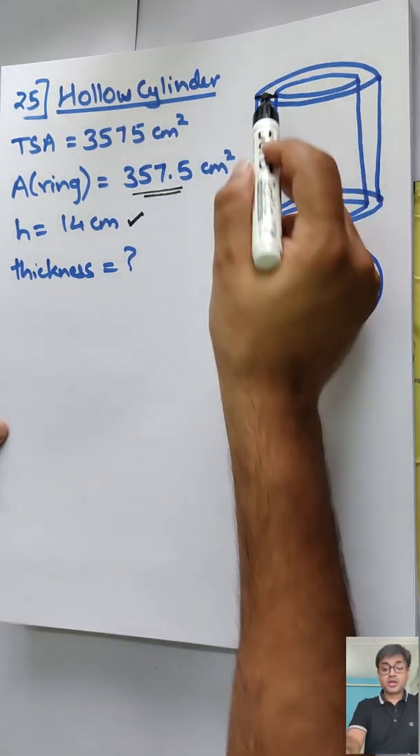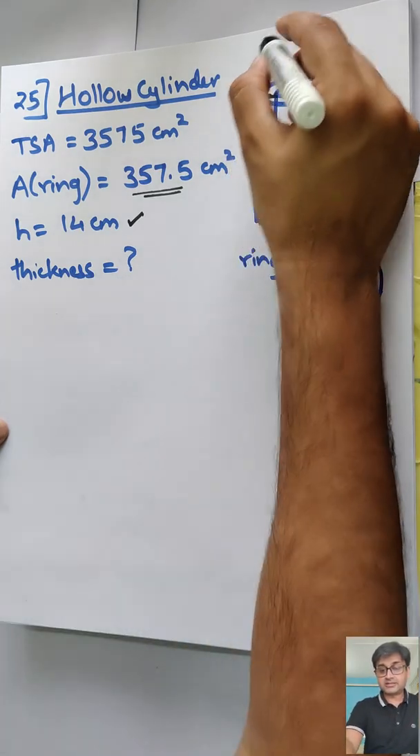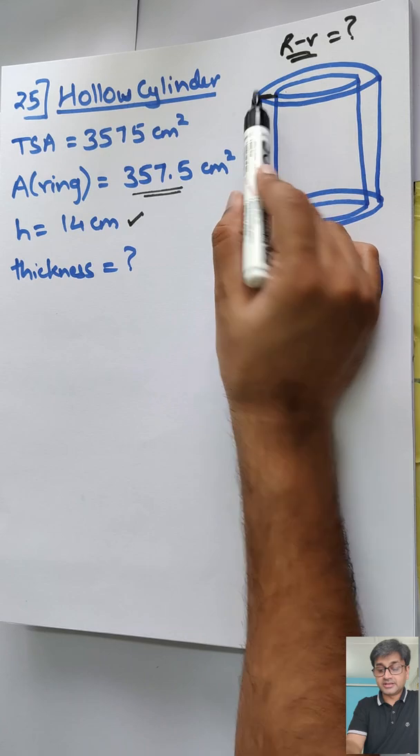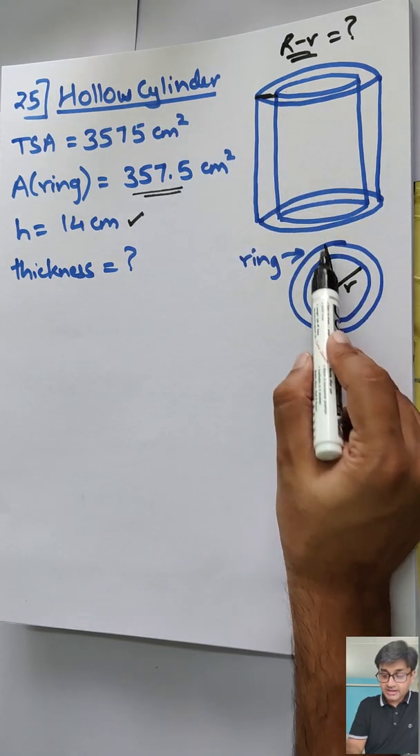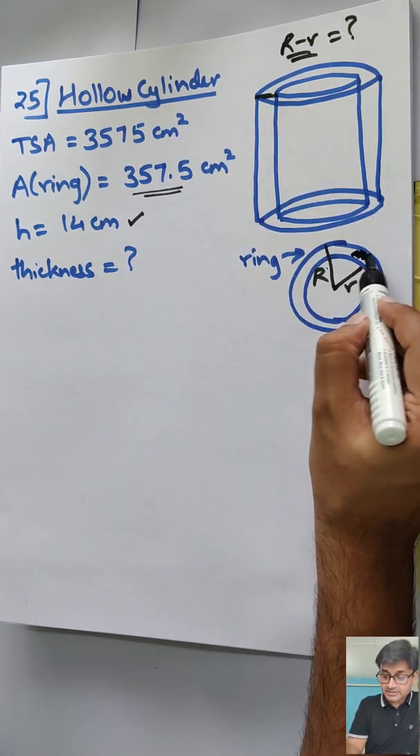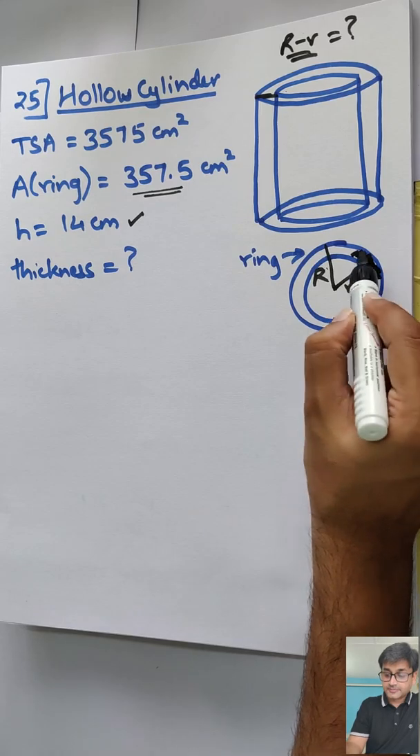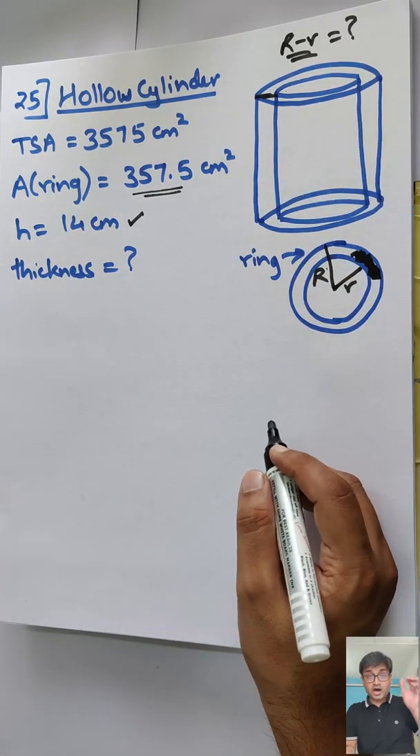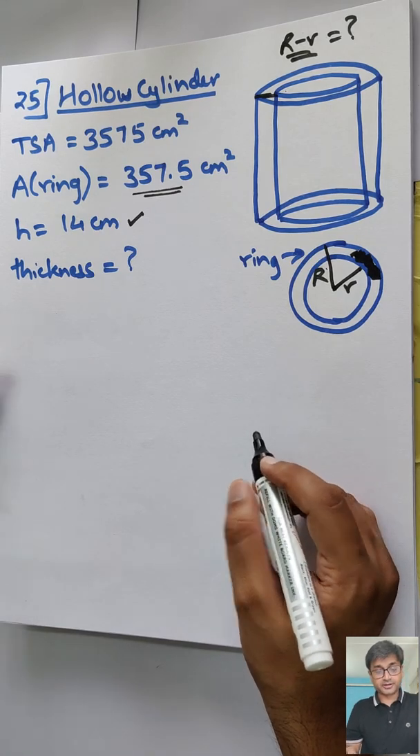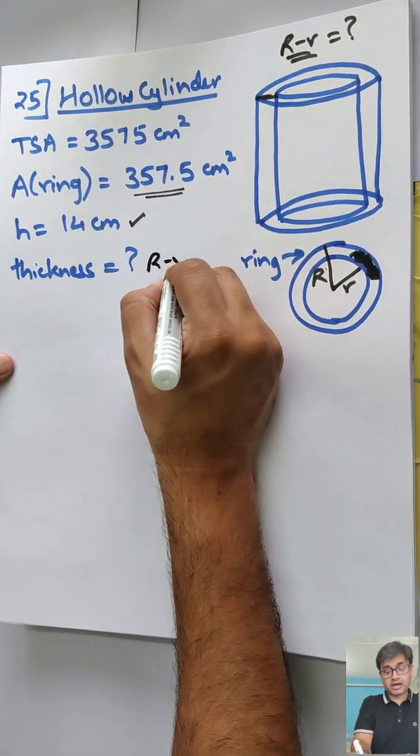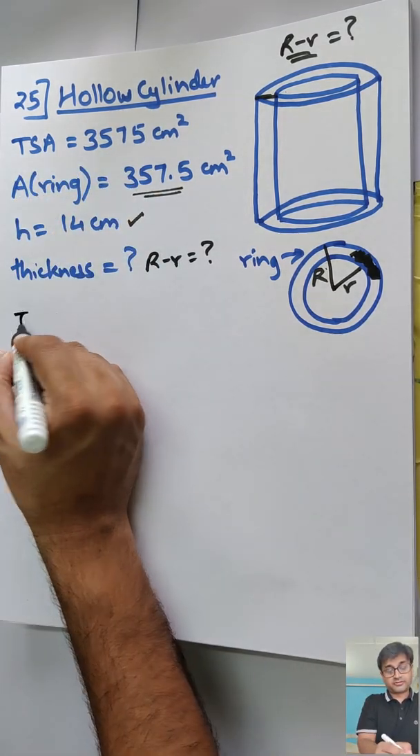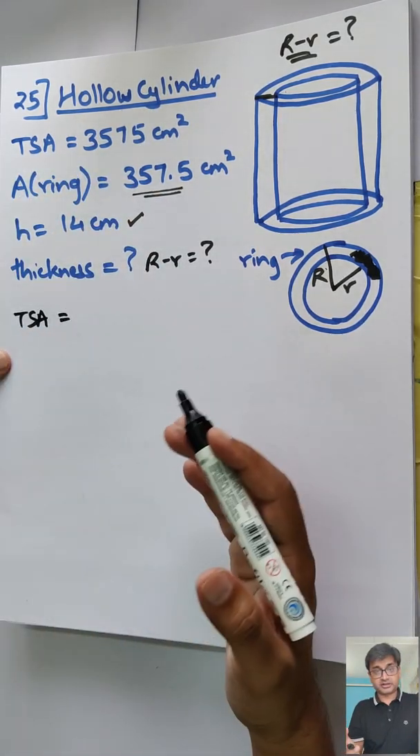Thickness is this. Basically thickness is nothing else but R minus r, that is outer radius minus inner radius. See, outer minus inner, what you get is this part. That is your thickness. So to get your thickness, we are trying to find R minus r. So R minus r is our prime target. Alright. So thickness is equal to R minus r, which is question mark. Now let's begin from total surface area and gradually we'll get some parts.